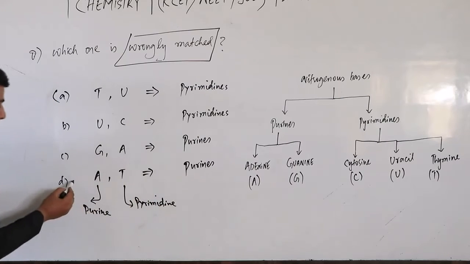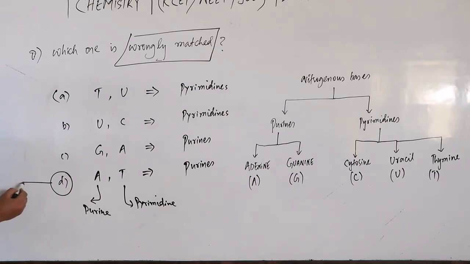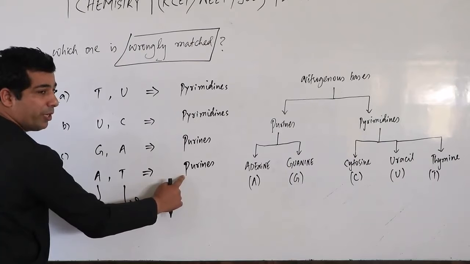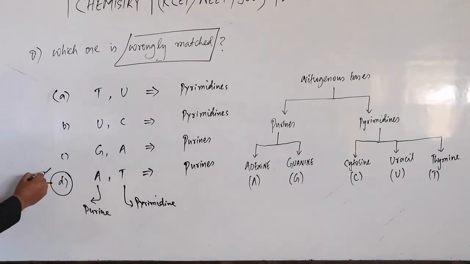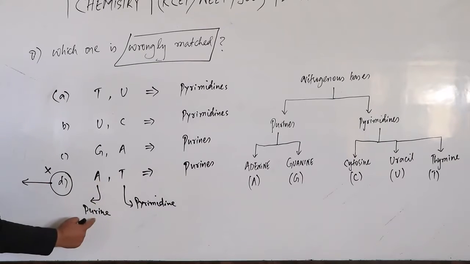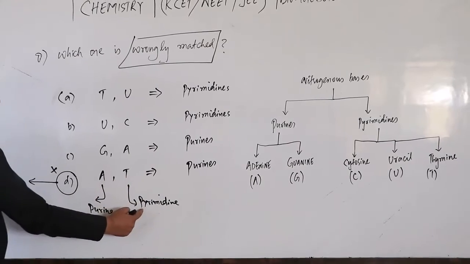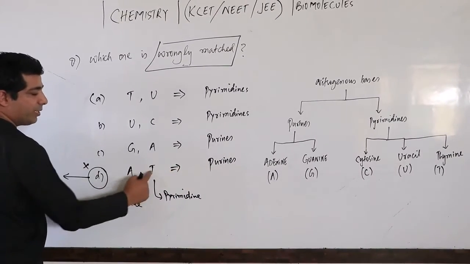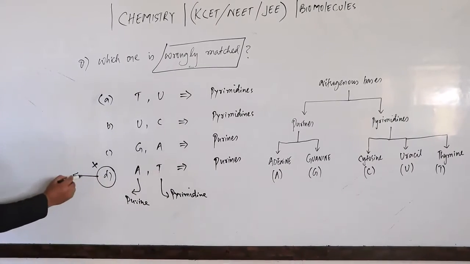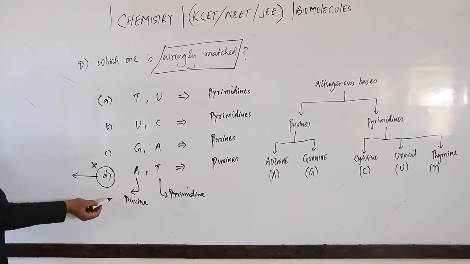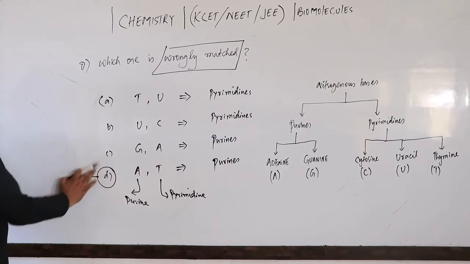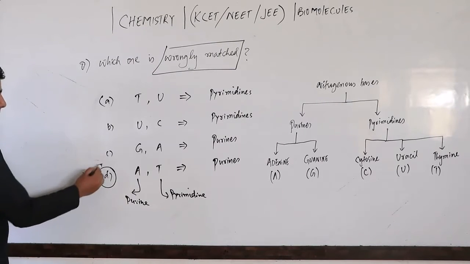So this option is wrong. So I will tell that. They are telling us that adenine and thymine are both purines, which is wrong. Okay? Because adenine is purine and thymine is pyrimidine. That means they are not purines. One is purine, one is pyrimidine. That means this is the wrong matching. So when this is the wrong matching, this is our answer. So D is our answer.